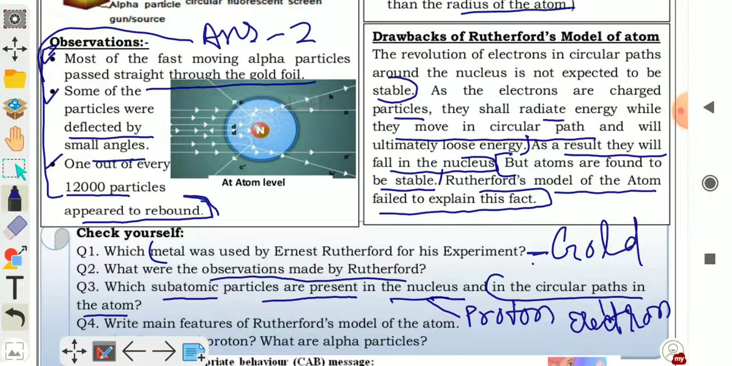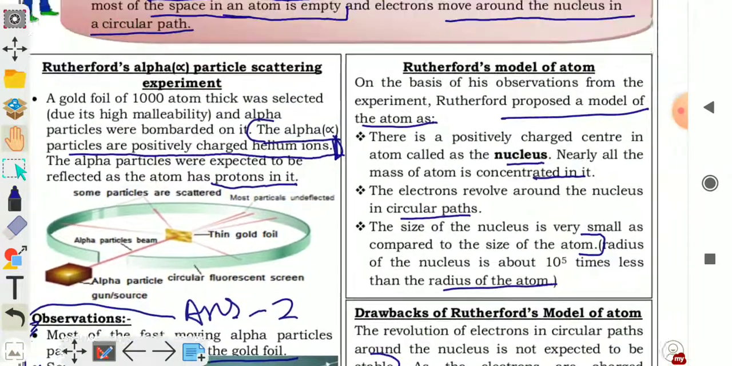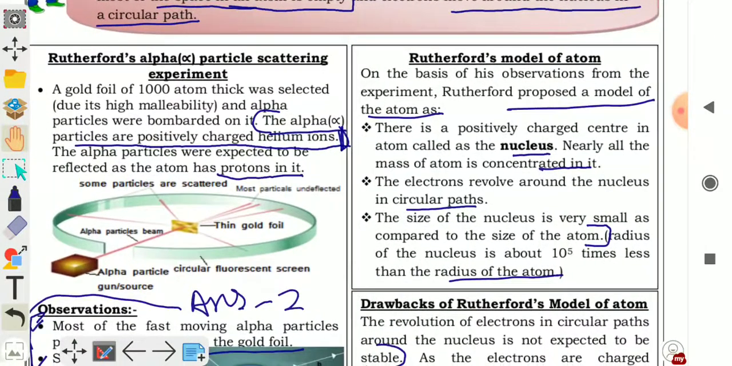Question number 4. Write the main features of Rutherford's model of the atom. You can write main features of Rutherford model of atom. These are given to you in the worksheet. You can write these 3. This is the answer 4. You can write these 3 points, 1, 2 and 3.